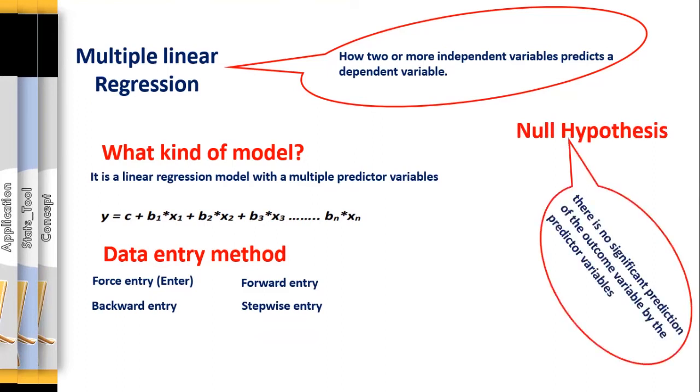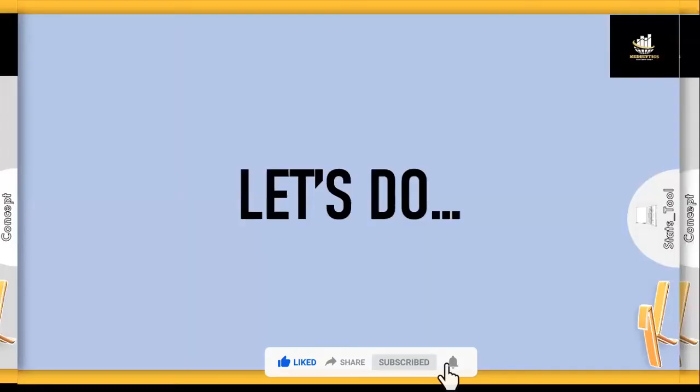Now, the null hypothesis that is tested is that there is no significant prediction of the outcome variable by the predictor variables. Now, having established all this theoretical background behind the multiple linear regression, we now want to go to the JASP platform and use a JASP data file to be able to explore this concept. Now, let's go to the JASP platform.